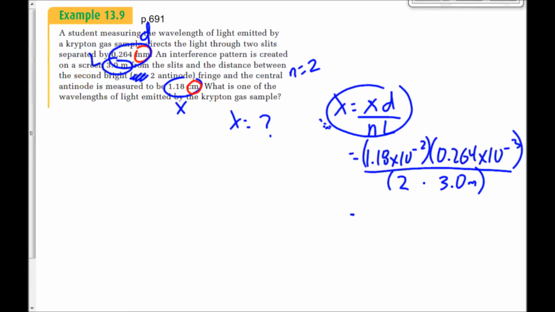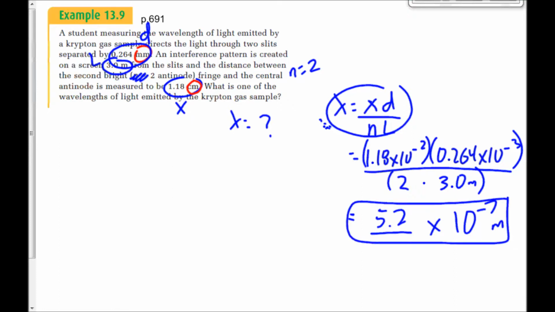What's the value of lambda work out to be? I'm not sure, but I'm going to guess it's 10 to the minus 7 meters. 5.2 times 10 to the minus 7. Okay, which again tells us that it's in the range of visible light. You're almost always going to get 10 to the minus 7 meters here. Again, don't panic if you don't, but I would double check it if you don't.